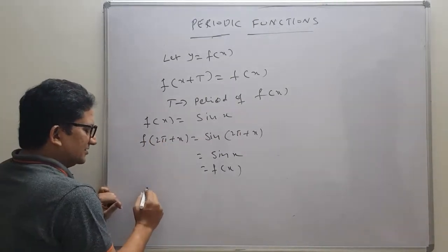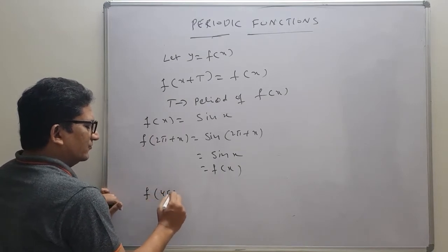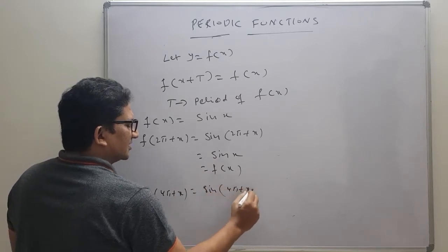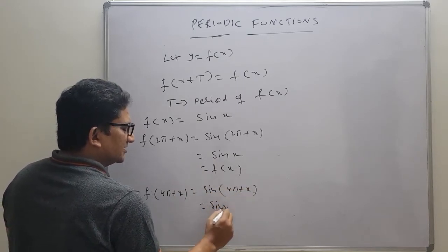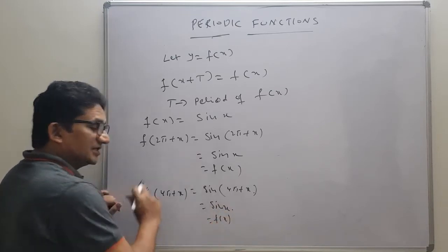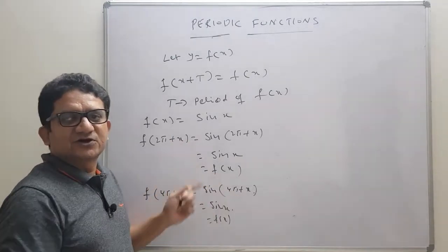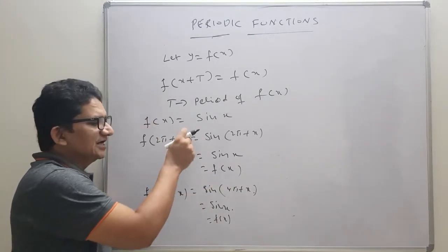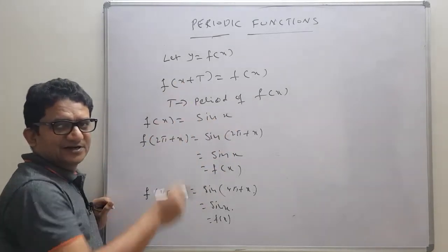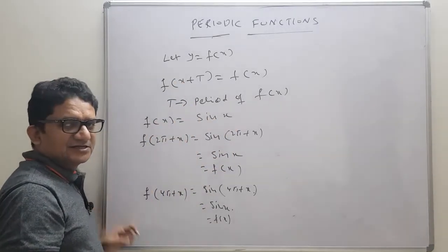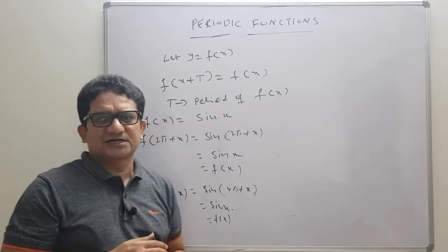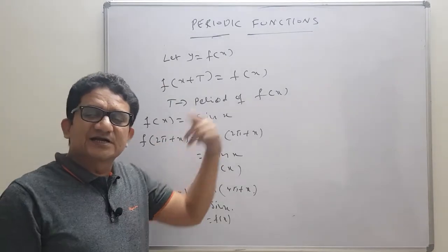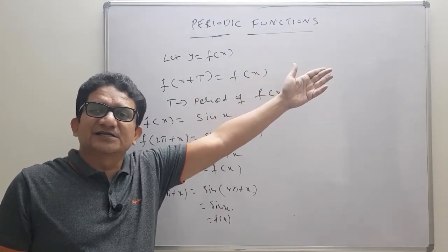And one more thing we can observe: f of 4 pi plus x is equal to sin of 4 pi plus x, that is also equal to sin x. So it is also a periodic function. So already we proved, here the period is 4 pi. Earlier you might have noticed I used to call this the fundamental period and this is just period. So from this example we can notice that for the sine function 2 pi is a period, 4 pi is also a period, 6 pi is also a period, 8 pi is also a period.